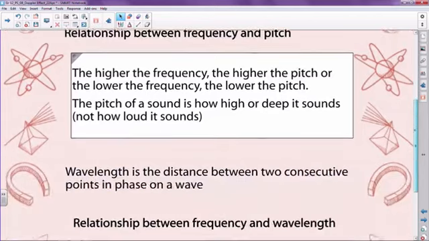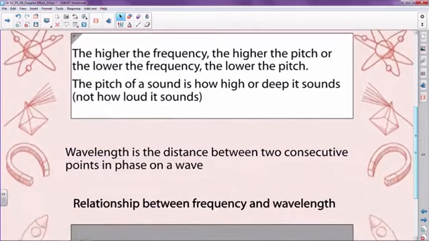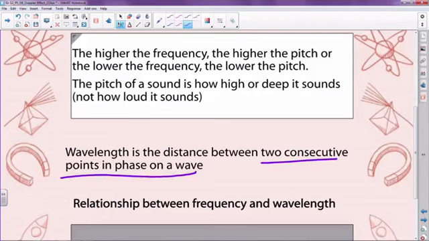Now, we need to remember, of course, wavelength, because we need to talk about how wavelength and frequency are related. Wavelength is the distance between two consecutive points in phase. So if we have a little wave, you've all seen transverse waves, it's from here to here. That's my wavelength, and remember, that's lambda. That is really, really important because we're going to talk about that.